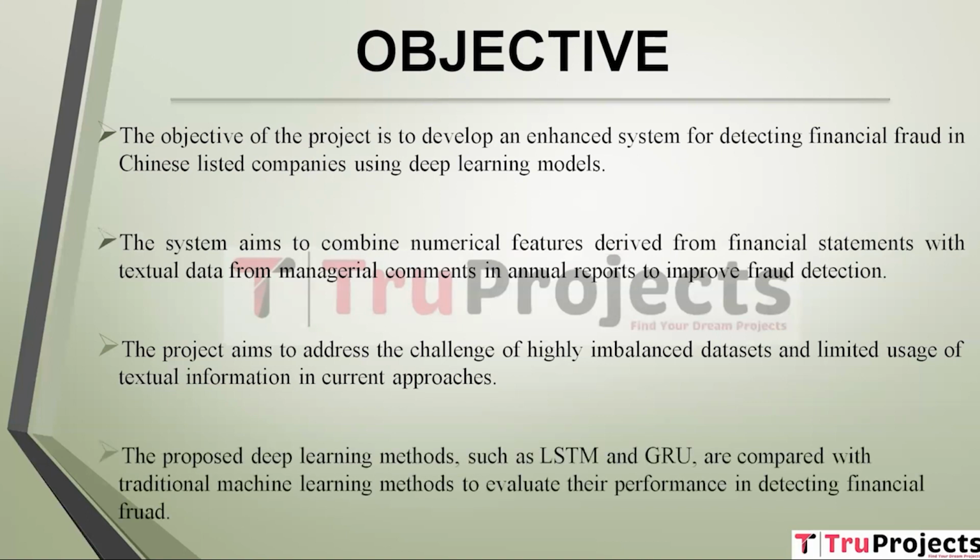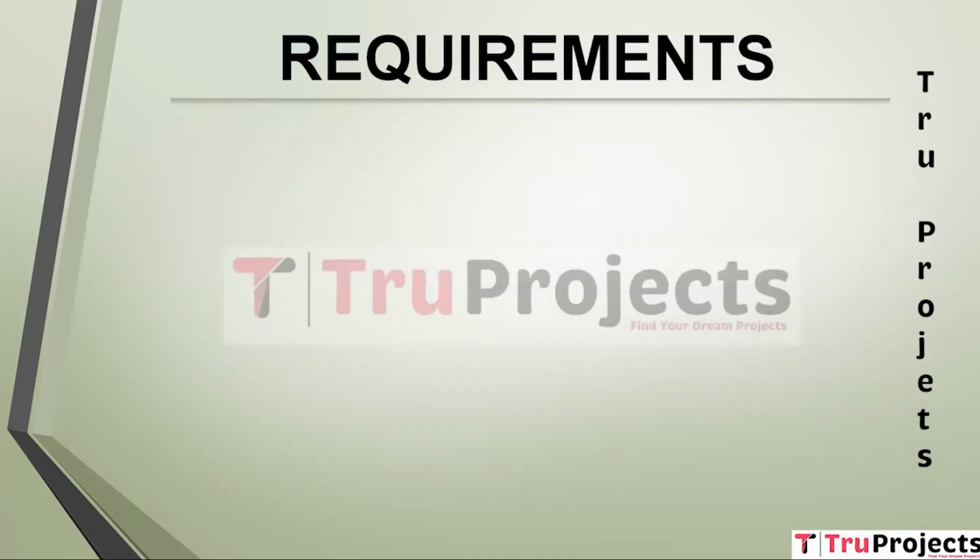The project involves a comparative analysis of deep learning methods such as long short-term memory (LSTM) and gated recurrent units (GRU) with traditional machine learning methods. The goal is to assess and evaluate the performance of these deep learning models in detecting financial fraud, comparing them against established machine learning approaches. This comparison helps determine the superiority and efficiency of deep learning models in this specific context.